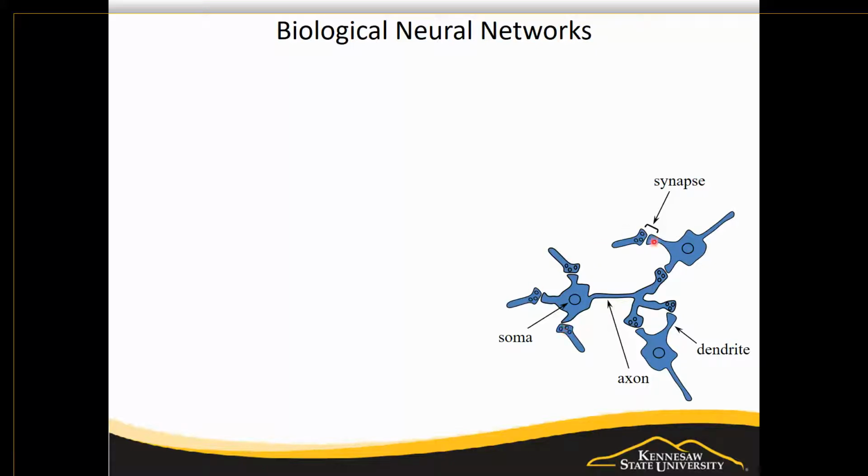And where the other node's output is connected to this node's input is called a synapse. And the synapse is basically a connection between the two. When they talk, you hear about saying that, oh, doing this activity strengthens connections in the brain. Okay? They're talking about the synapse.